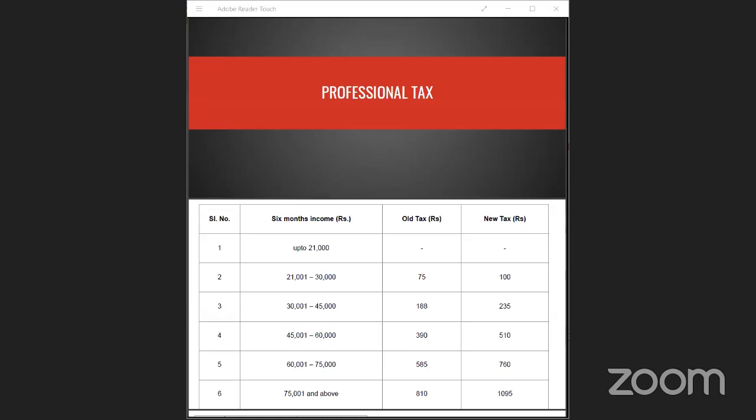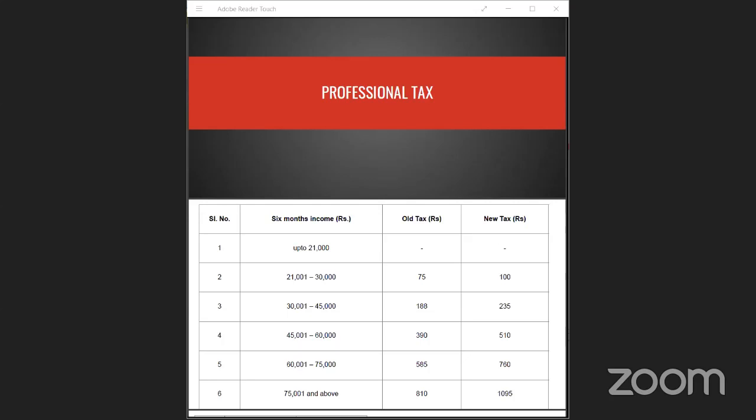Once you have this amount, you have to check which slab it falls under. This is the slab which has 60,000 rupees, and the tax is 510. Now 510 is again a 6 months tax. To get the per month tax, I divide 510 by 6, which gives 85 rupees. So 6 months PT is 510 rupees and per month PT is 85 rupees.